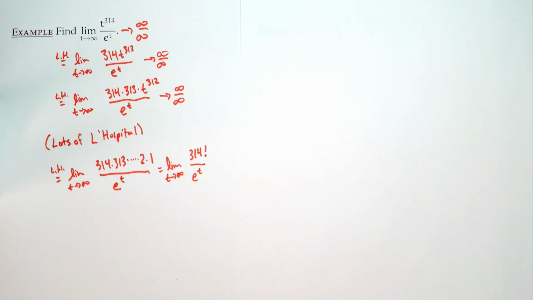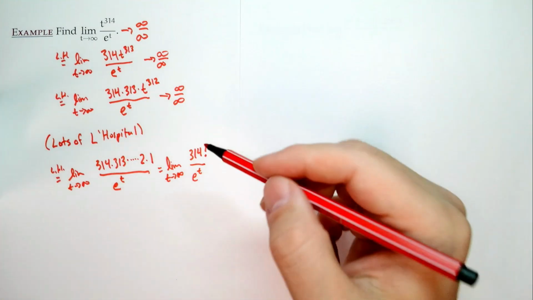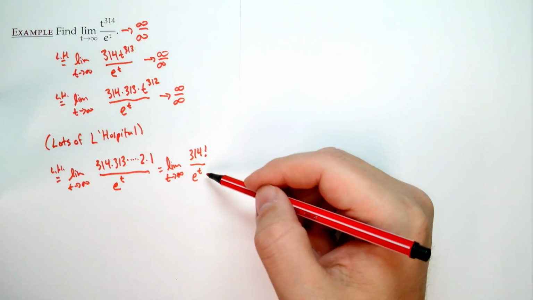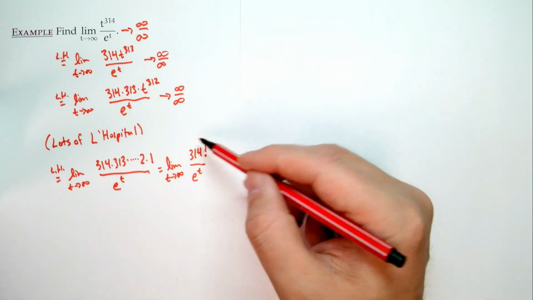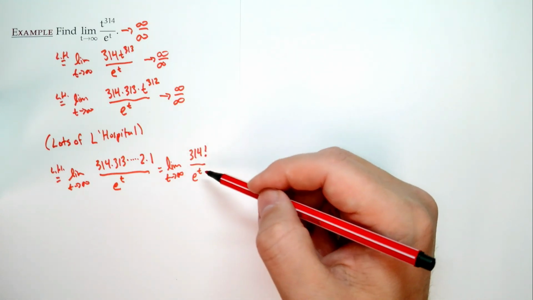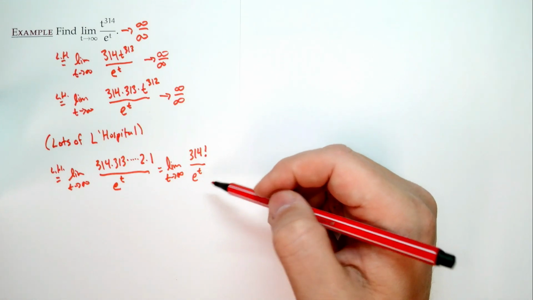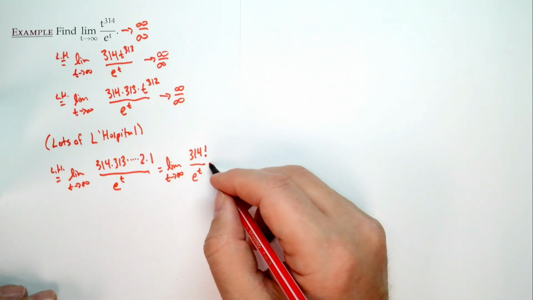It far surpasses the number of particles in the universe, far surpasses the number of particles in every universe's universes. It's an unbelievably huge number. And e to the t will get bigger, and e to the t will outgrow any fixed number. So what's our limit? The answer is 0.